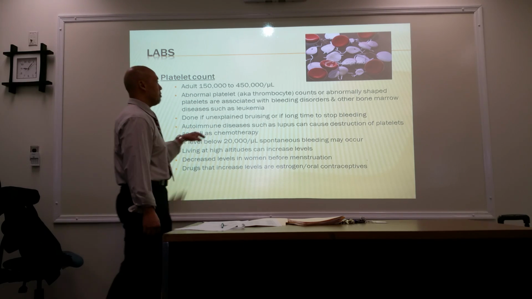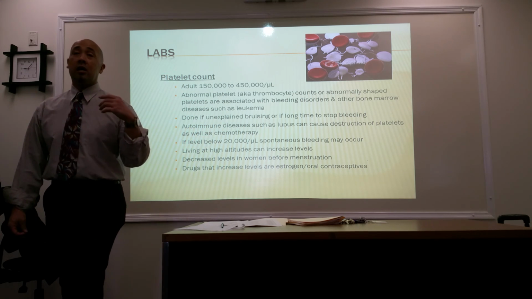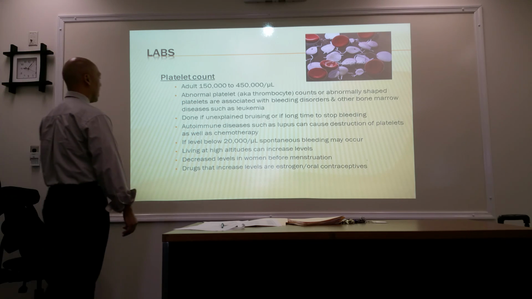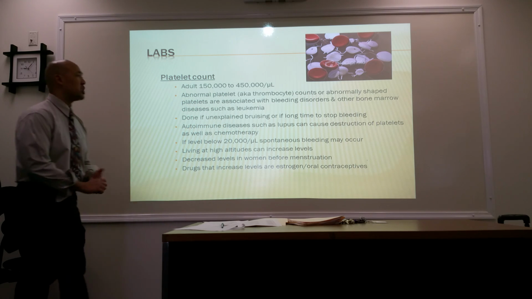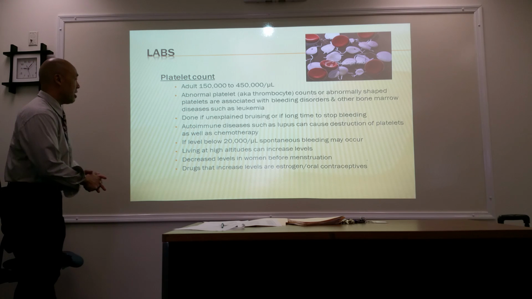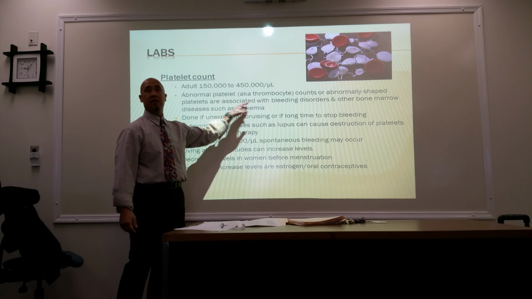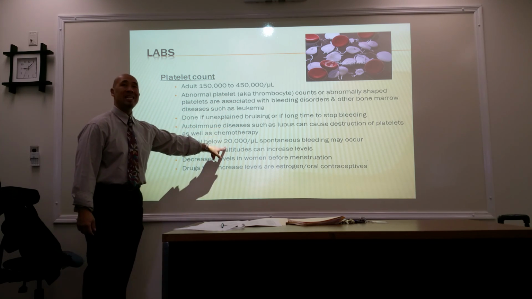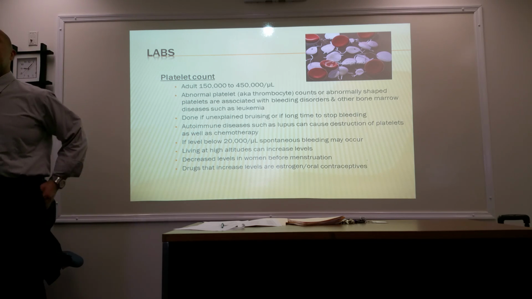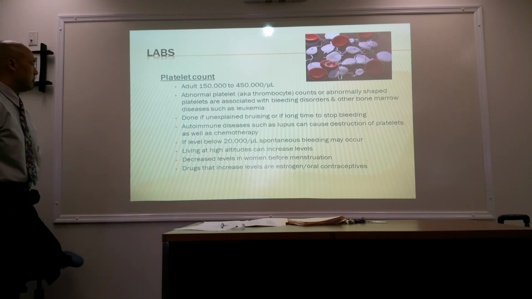if there is unexplained bruising, okay? Or if it takes a certain amount of time for the patient to stop bleeding, we'll do a platelet count. Autoimmune diseases such as lupus can cause destruction of platelets, as well as chemotherapy. Normal is 150 to 450. If you are below 20,000 microliters, you can have spontaneous bleeding.